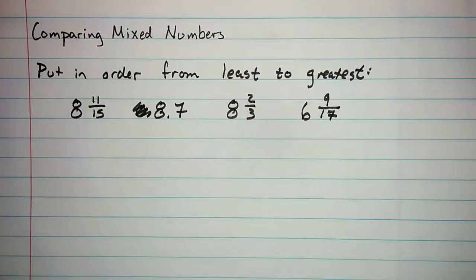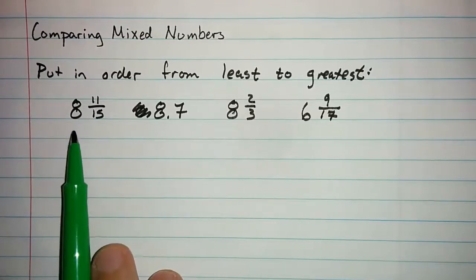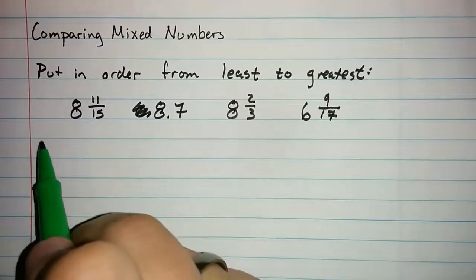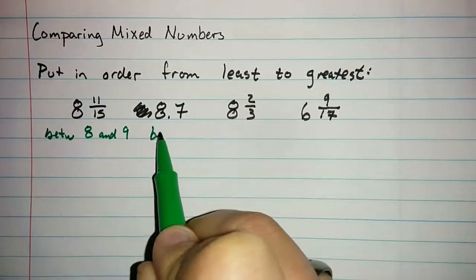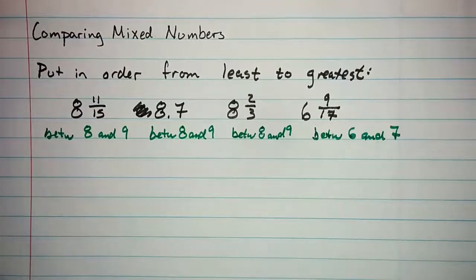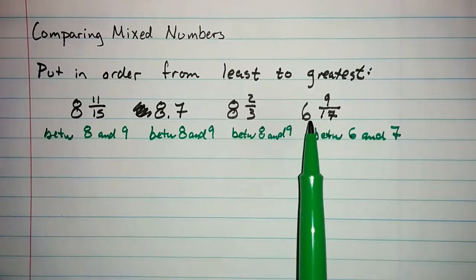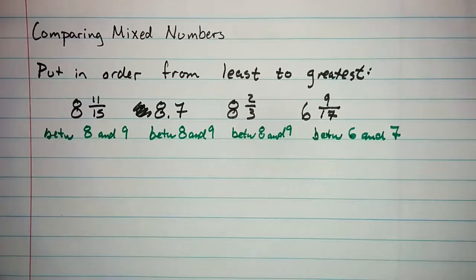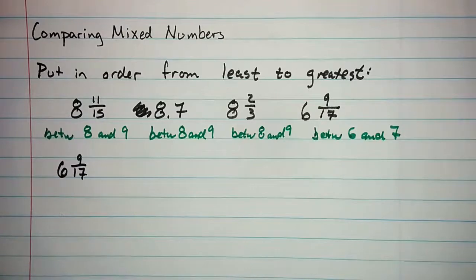So the first question we should ask ourselves is whether one of these is obviously much bigger or much smaller than the others. Looking at these, this is between 8 and 9. This is between 8 and 9. This is between 8 and 9. This is between 6 and 7. So obviously this number that's between 6 and 7 is the smallest. 6 and 9/17 is certainly the smallest. Don't have to think about it anymore.